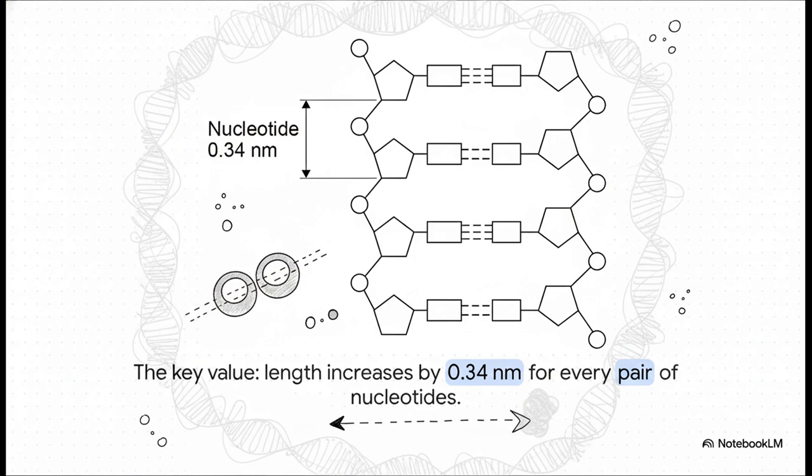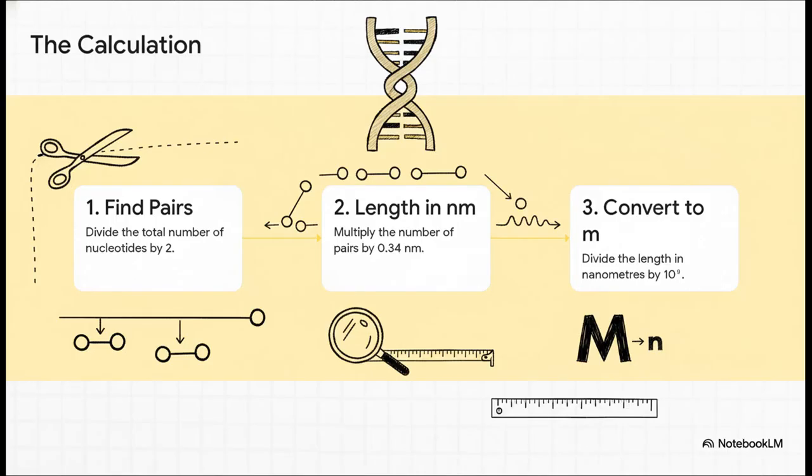It says the length increases by 0.34 nanometers for every pair of nucleotides. Circle that word, underline it, whatever you need to do. That word, pair, is everything. So let's break it down into 3 simple steps.